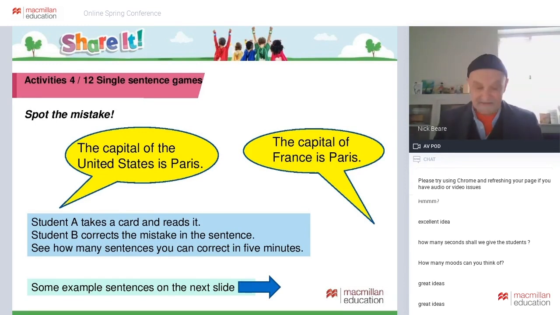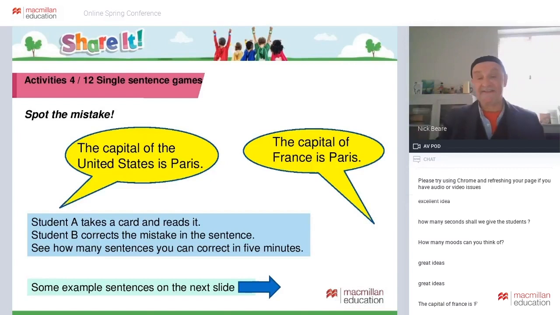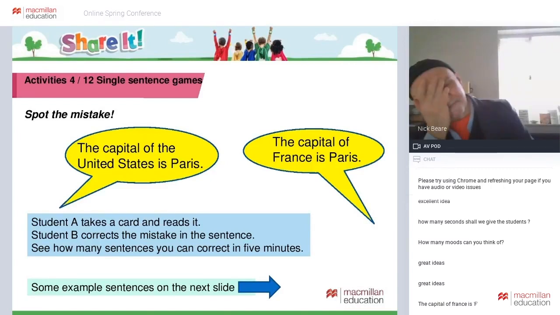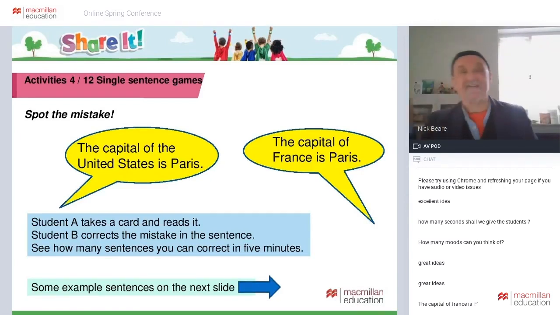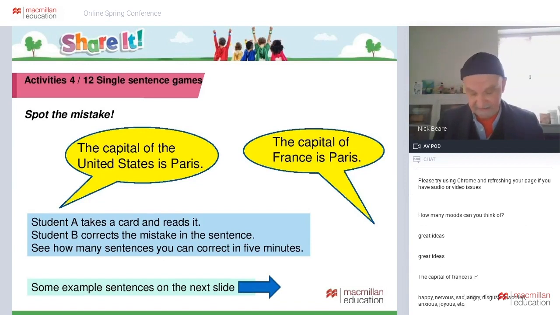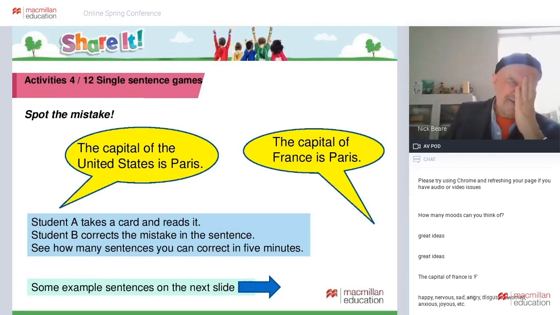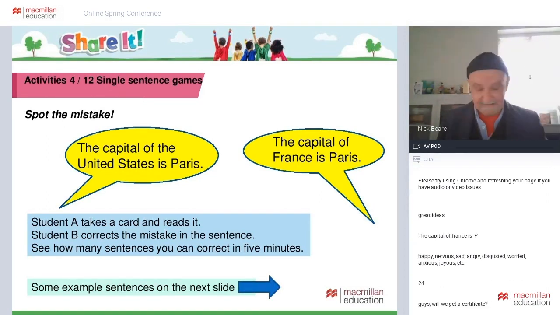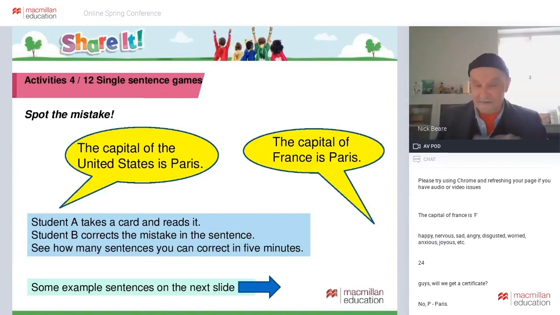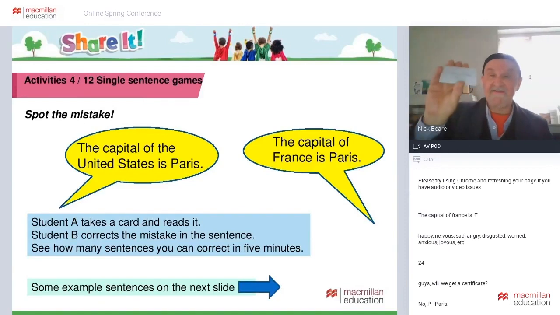The capital of the United States is Paris. No. Student B has to correct it. So it's a similar kind of game. You've got all the cards. The students take one card in pairs. Student A says, the capital of the United States is Paris. Student B has to think, the capital of France is Paris. Whoopee. Okay, next one. Student B takes a card. Right. There are 26 hours in a day. Student A thinks 26. No, there are 24 hours in a day. Ding. Yep, that's another one.